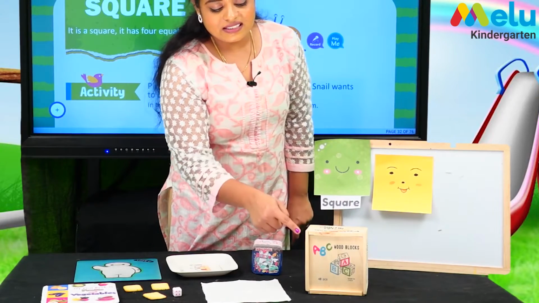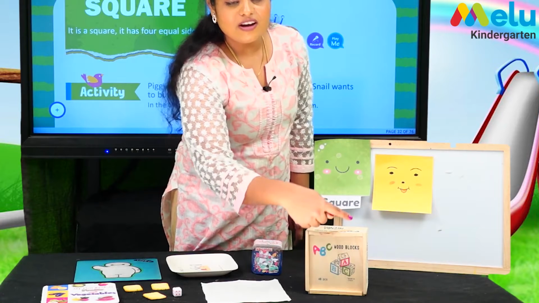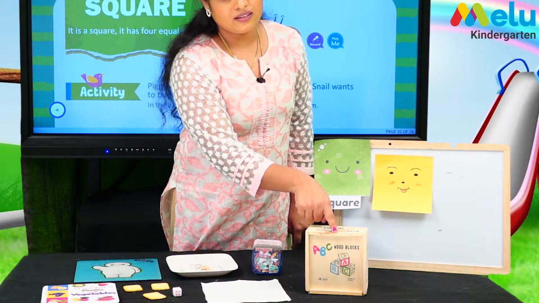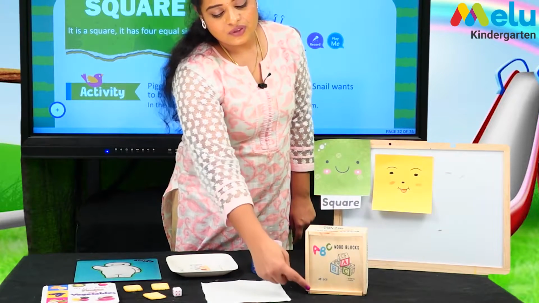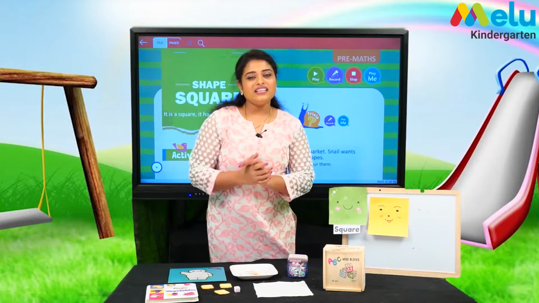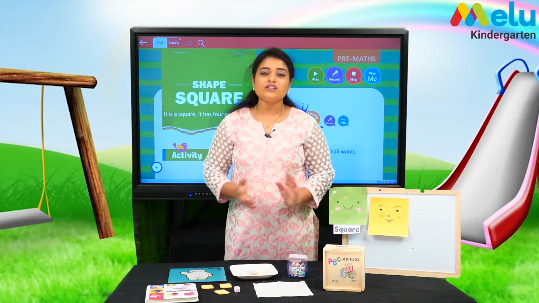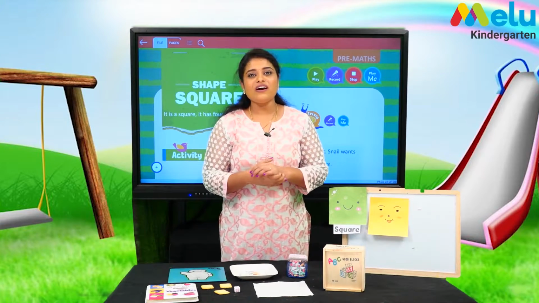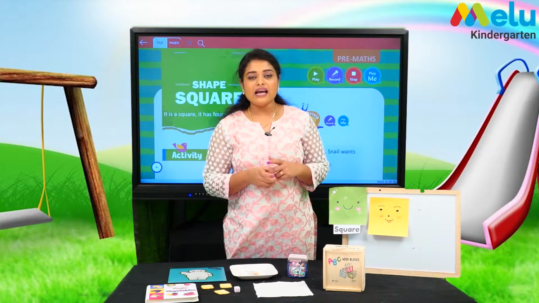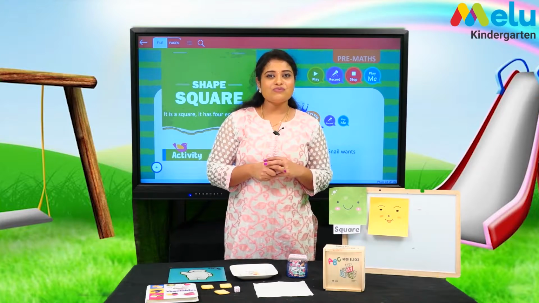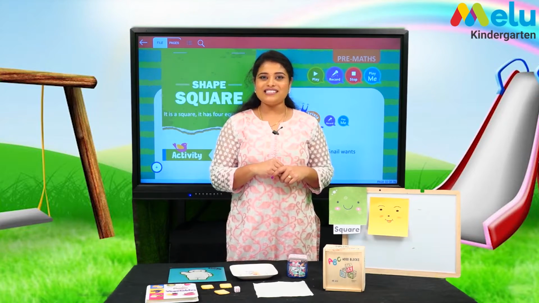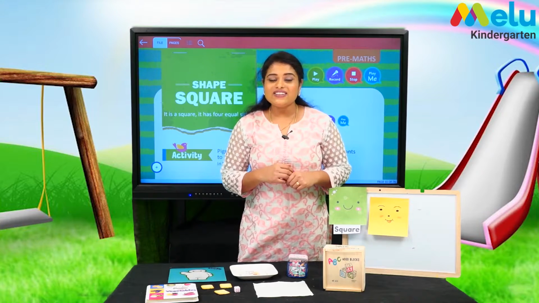And this is in the shape of a square. It has got four sides. 1, 2, 3, 4. So, all the things here on the table are in the shape of a square. So, children, to help you understand better about the shape square, I'll tell you a very short story of Mr. Square. So, let's get into the story.